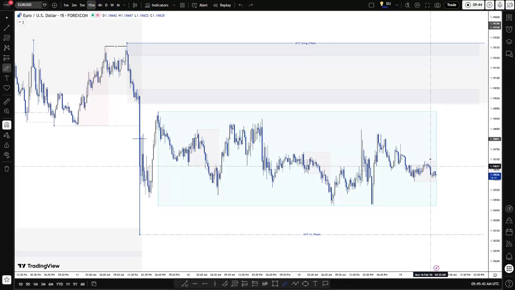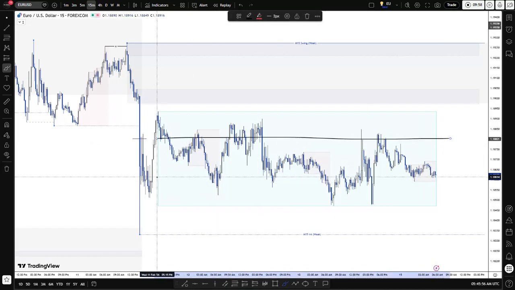To get involved, I'd really want to see price break out of this range. I really don't want to trade within this range. But if you want, you can trade.